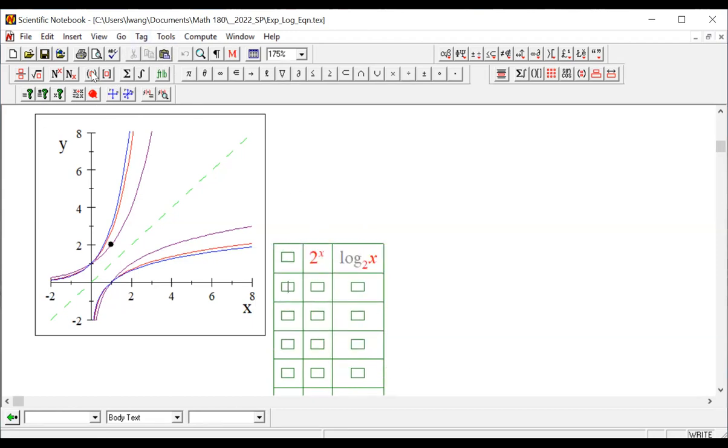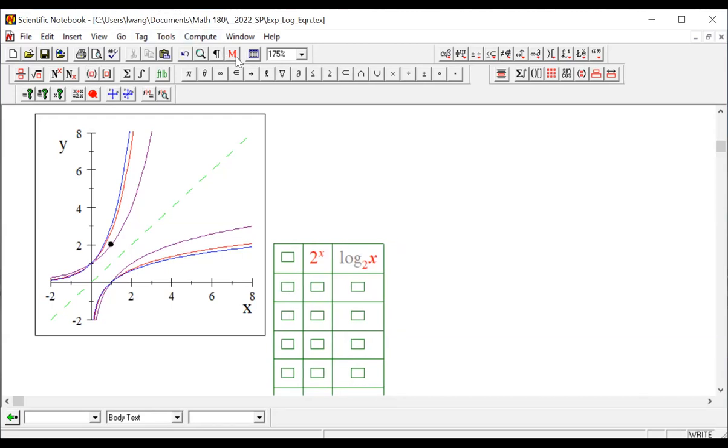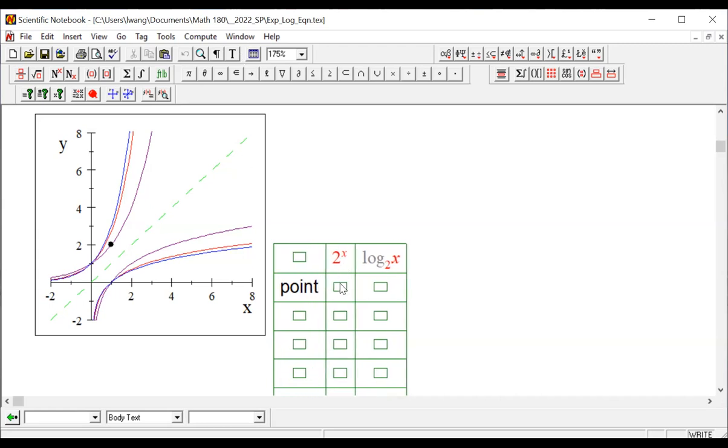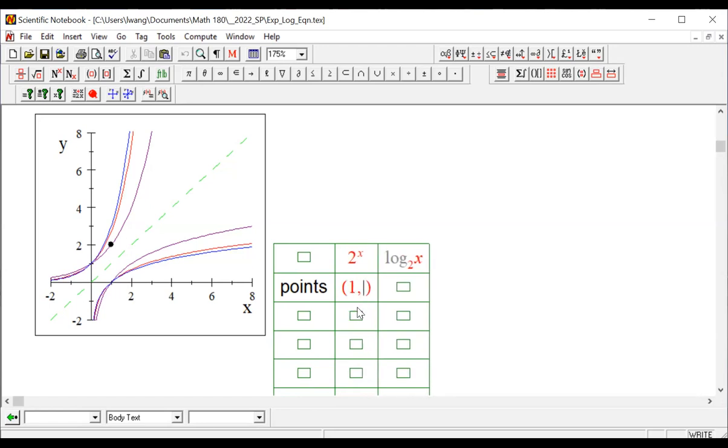So if you look at the points, if x equals 1, y equals 2. For log base 2, if x equals 2, y equals 1, because 2 to the power 1 equals 2, and log base 2 of 2 equals 1, right?